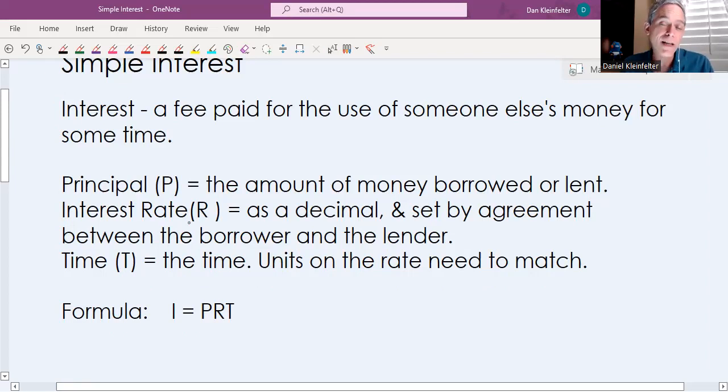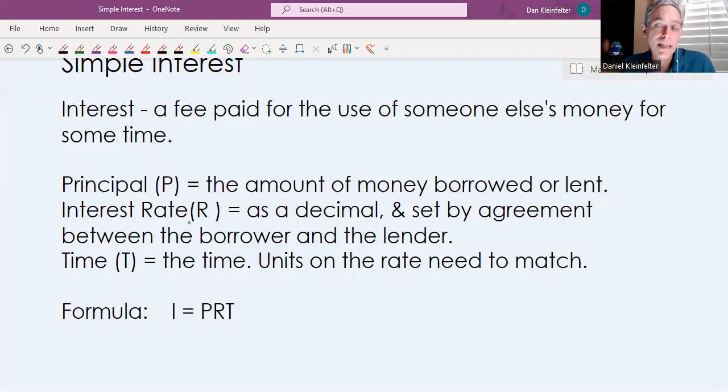The interest rate is expressed in our formula as a decimal. That is going to be set by agreement between the borrower and the lender. Usually whoever has the most power is going to be the one really setting the rate, usually the bank. Or if you're lending your money to your friend, you can decide what the interest rate should be. Of course, if you decide to charge too much, the person can get money from somewhere else. So there's a little bit of a mutualness about setting the interest rate. Usually, though, the person with the money is the one setting the rate.